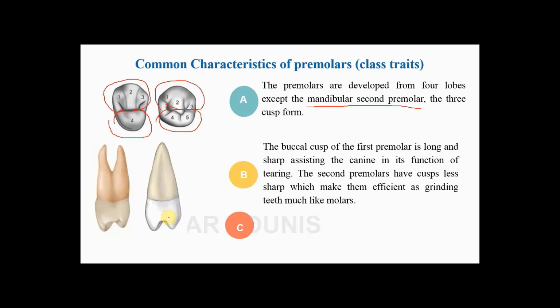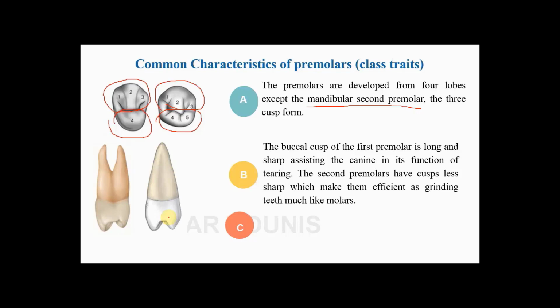Except the mandibular second premolar. The only exception for this is the mandibular second premolar, which is developed from 5 lobes. 3 buccal lobes form the buccal cusp, and 2 lingual lobes form the 2 lingual cusps.